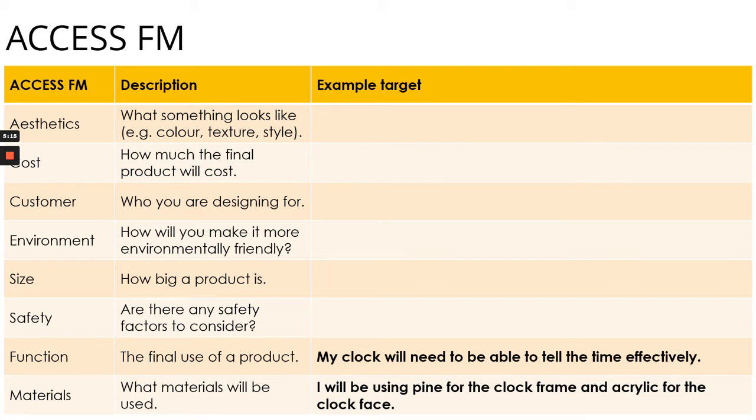Okay, so you need to fill in the rest of this table. So you've still got targets for aesthetics, cost, customer, environment, size, and safety to create. So you only need one target per specification point. So you need one target for aesthetics. What do you want your clock to look like? What colors do you want to use? What shape do you want the clock face to be?